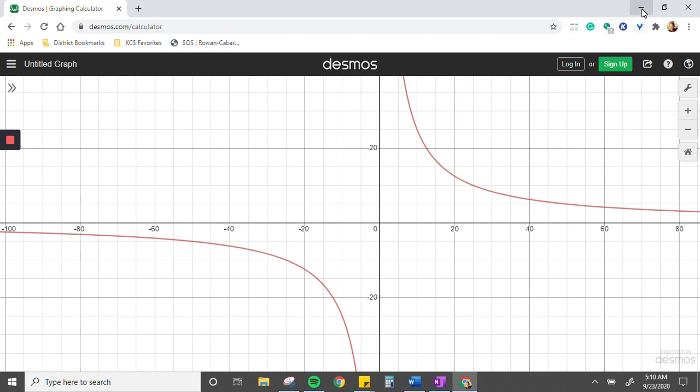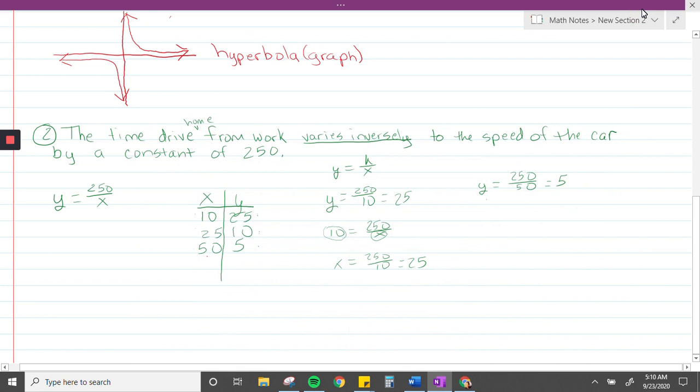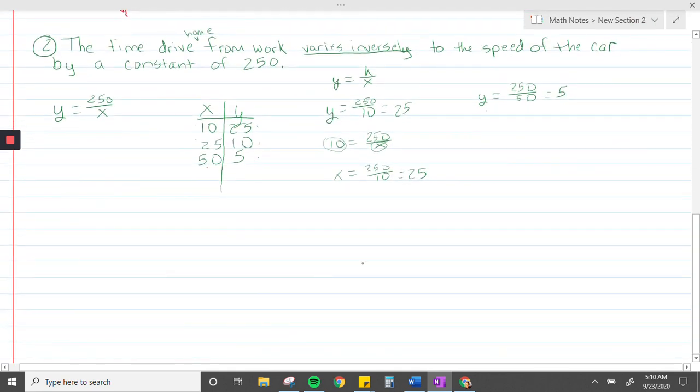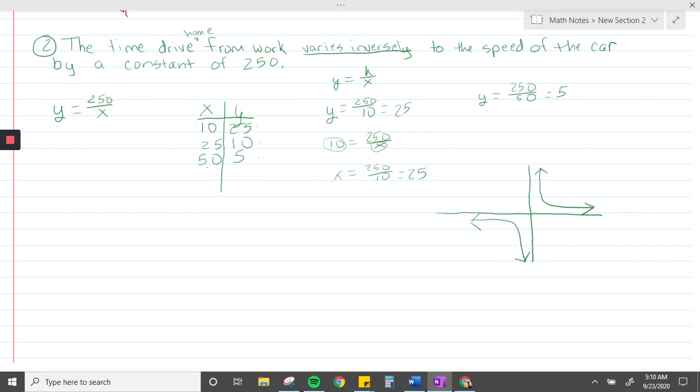So let's draw our graph on paper to the best of our ability. I draw my x and y axes, and this time it's a lot farther from the middle here. So I draw my piece there, and another branch over here that's farther from the middle than the last one. And that's our graph.